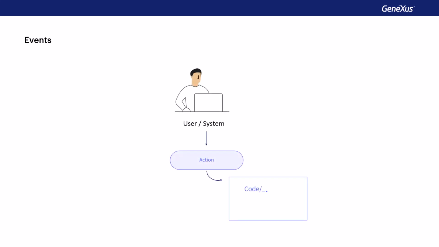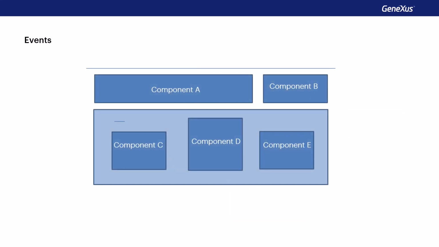Okay, let's introduce the concept of global events. In general, in interactive objects, such as web panel objects, events are actions handled by the program and triggered by the user. Events are usually local to the program in which they're defined. Global events, on the other hand, allow you to define events that apply to all components of an application.